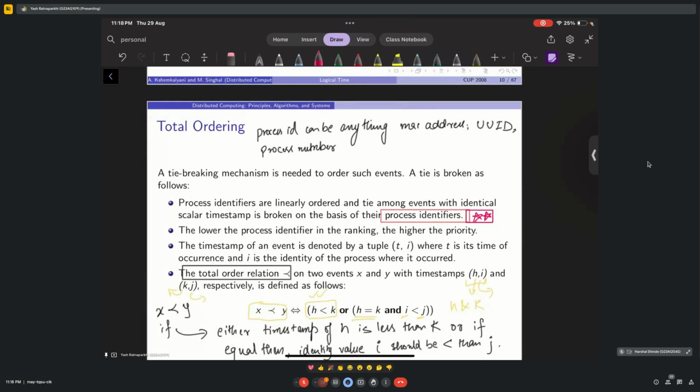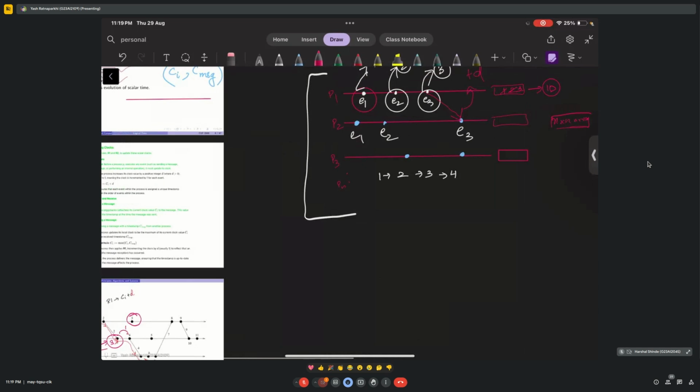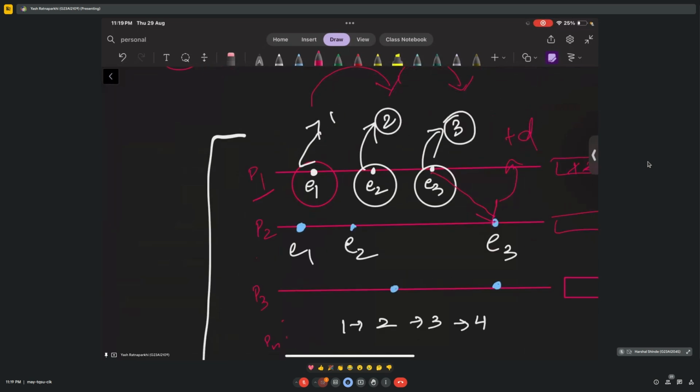The lower the process identifier in the ranking, the higher is the priority. Okay, let's come to this process identifier. Basically, a process identifier is an identification value or entity of a process. This process identifier can be anything like a MAC address, UUID, or process number. Usually, for our understanding, we take it as P1, P2, and P3.